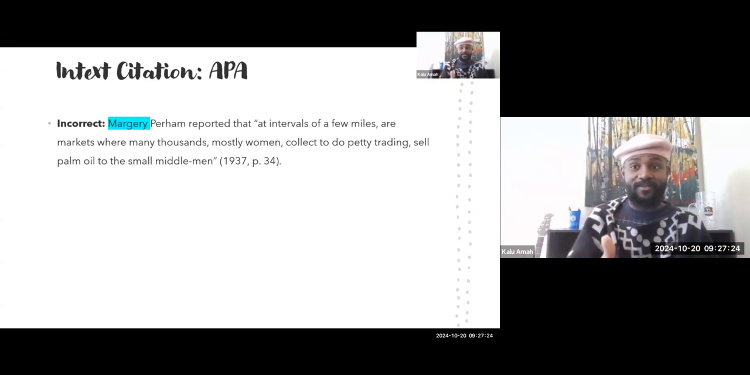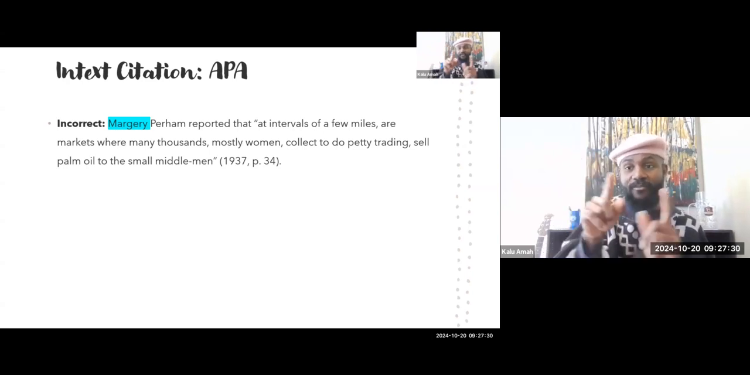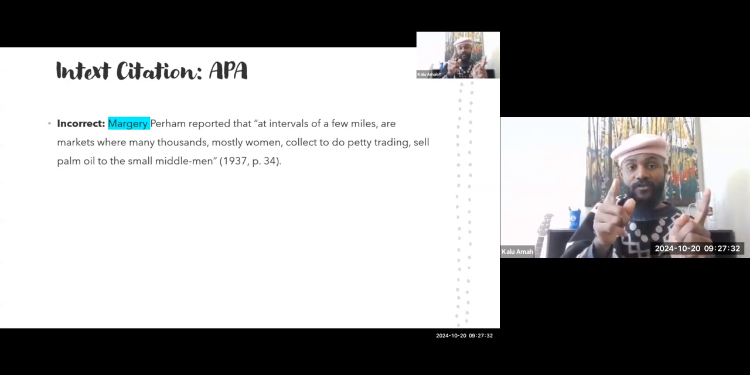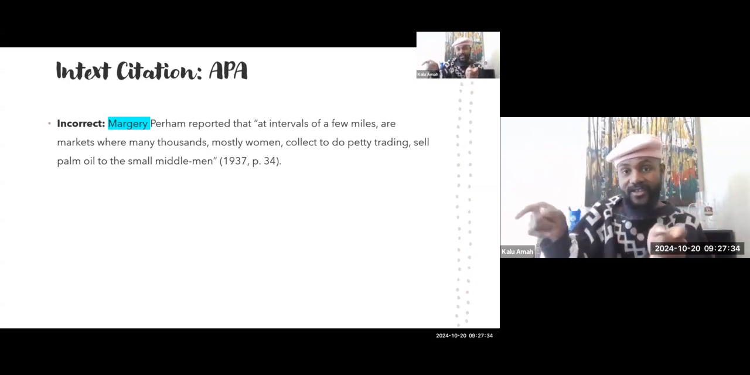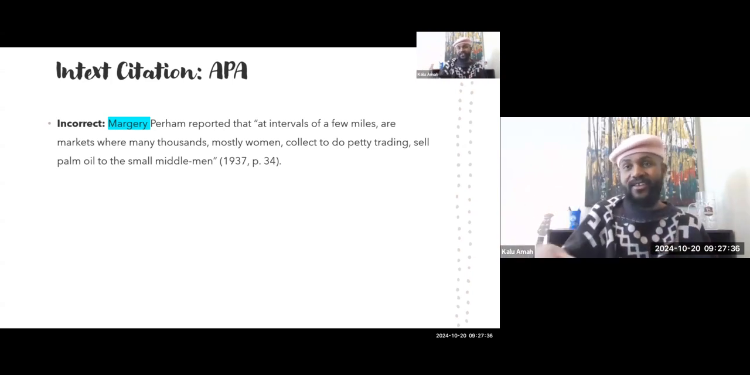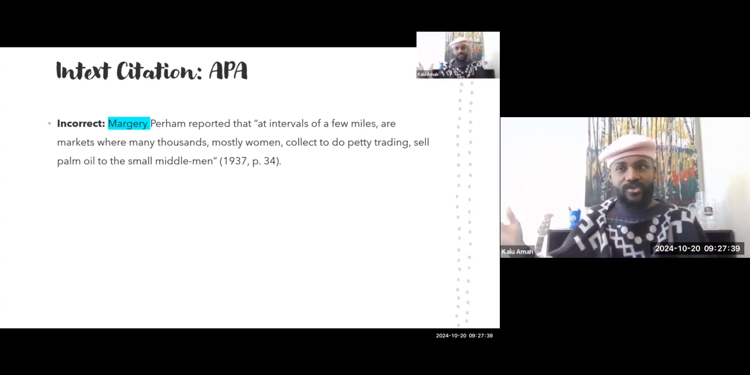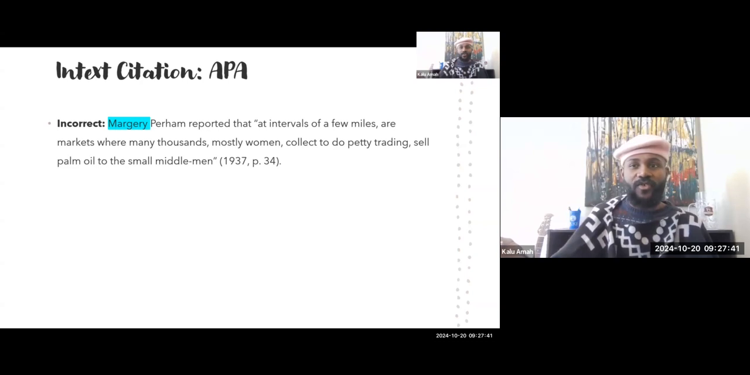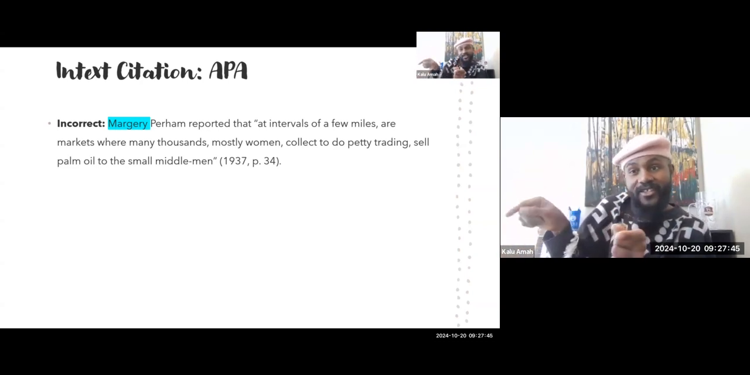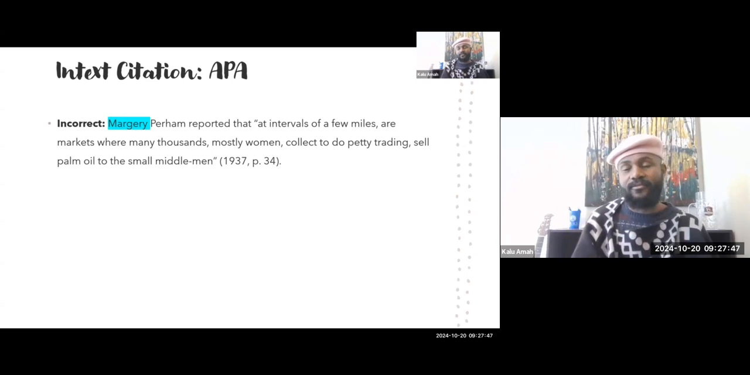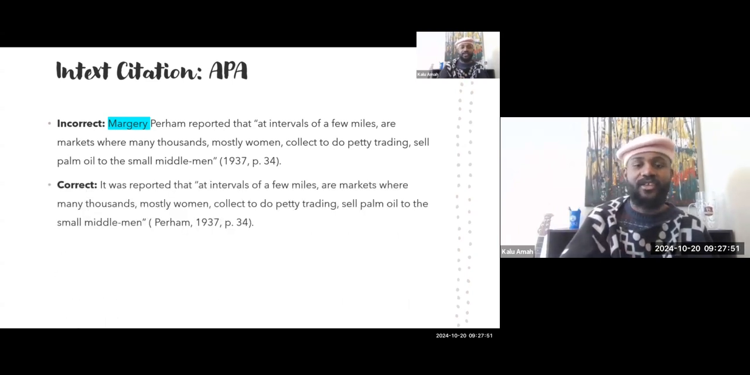Though I have a slide that explains this, I'm still getting there. So Perham 1937 will be in parentheses after Perham. If you write Perham, then the 1937 will be in parentheses. Then you go ahead and paraphrase or make a direct quotation of a work. Then at the end, you still have to put another parenthesis and put the page number. I think I have something like that. It should be the next slide, maybe. Okay, it's not the next slide.